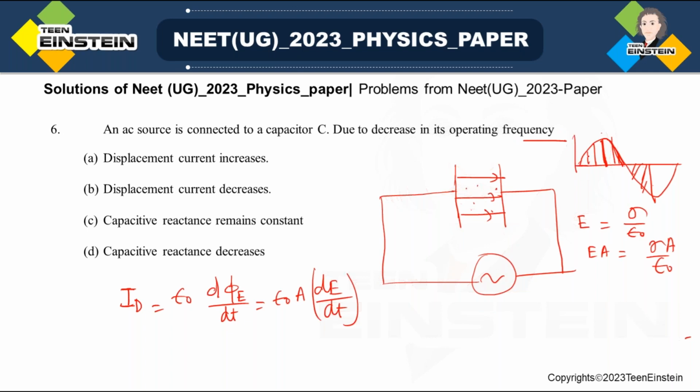If the frequency is very less, then the change in this particular quantity will be less. If the frequency is more, then this change, d by dt, will be more with respect to time. So if the operating frequency decreases, then obviously displacement current also will be decreasing. So that's why option B will be the correct option here.